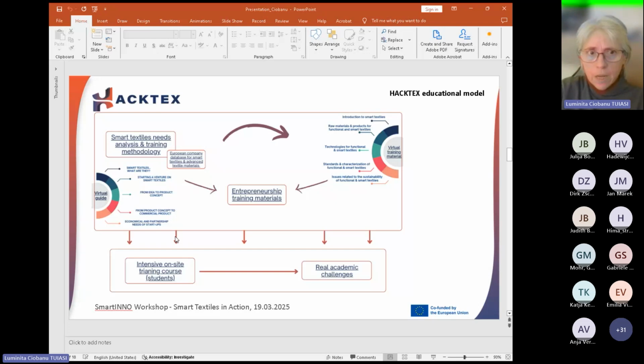This is a model for our project, which started with a need analysis in the sector. We asked the academic environment, researchers and students and people from the sector, what they think, what should be done. We obtained a set of skills, technical skills, entrepreneurial skills, other transversal skills, and we started to develop the training materials. And then we were able to verify them in an intensive on-site training course. And from here, the real academic challenges will start, because this project has to be multiplied, replicated.